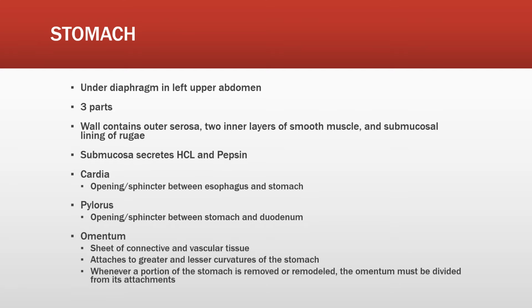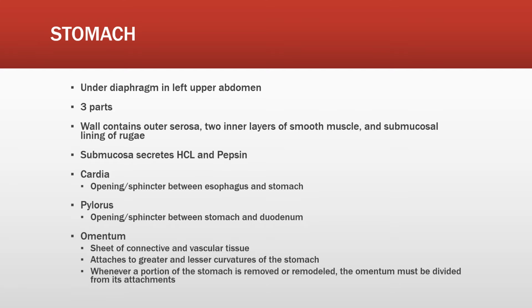Okay, the submucosa secretes HCl and pepsin, which are going to aid in getting that digestive process started and breaking down our food and stomach contents. Okay, the cardia is an anatomical structure that we need to make note of.